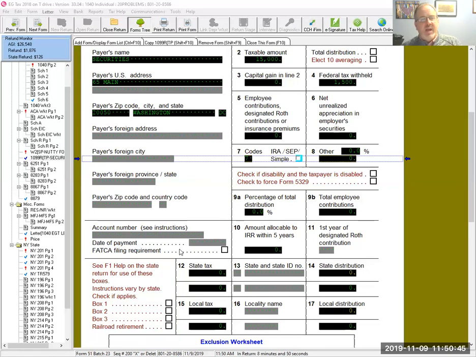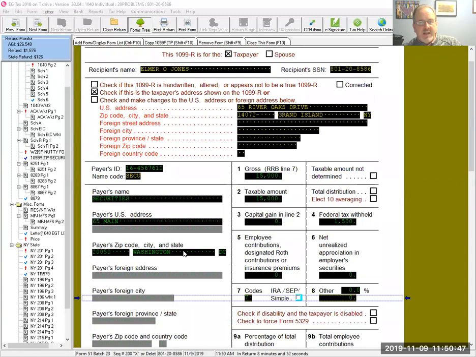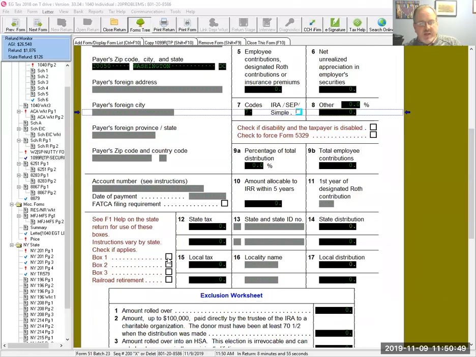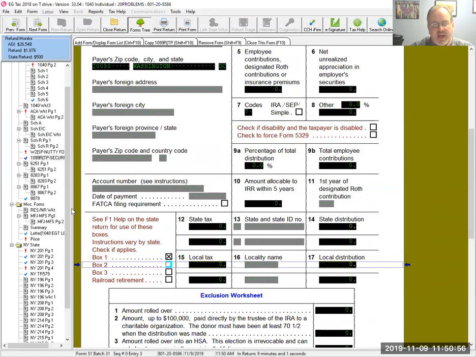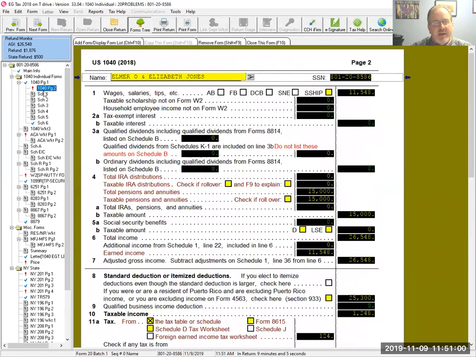In this case, we have Elmer. Remember, we checked taxpayer Elmer. He is over 59 and a half, so we're going to check that box for him. Now, what that means is we're going to take a look and see where all this went. First thing is we're going to go back to our 1040 page 2. We can see $15,000 was the distribution. $15,000 is taxable.